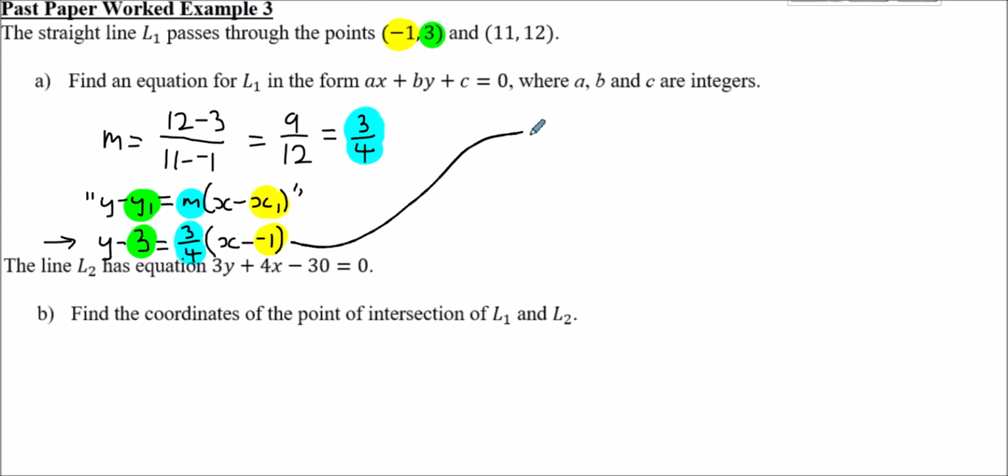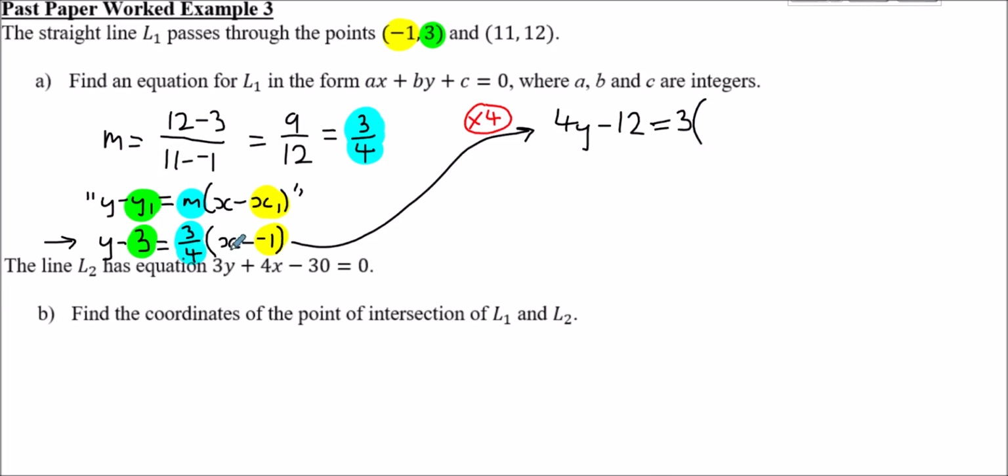So let's take that and sort it out. We don't want any fractions in this because we want all of these a, b, and c values to be integers. So let's multiply both sides of this by the fraction's denominator of 4. So multiply everything by 4 on both sides. y times 4 is 4y. Minus 3 times 4 is minus 12. And then this 3/4, when we multiply it by 4, is just going to leave us with 3.